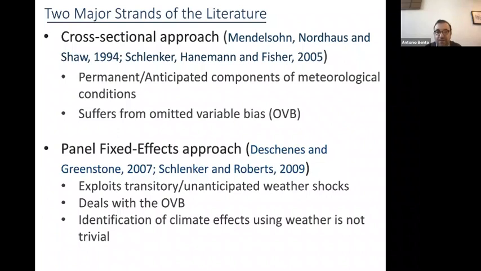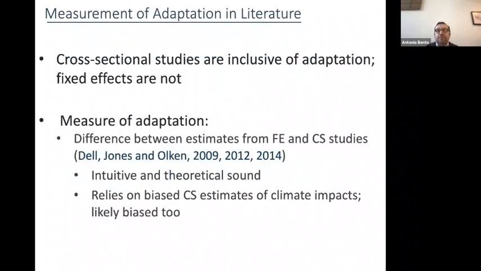And so what you're really getting here is the unexpected weather shocks. And so you could argue that you have really not accounted for the potential of adaptation. Now, in a nutshell, I think what I just said is that you could argue that the cross-section studies, at least in spirit, were inclusive of adaptation, while the fixed effects were not.